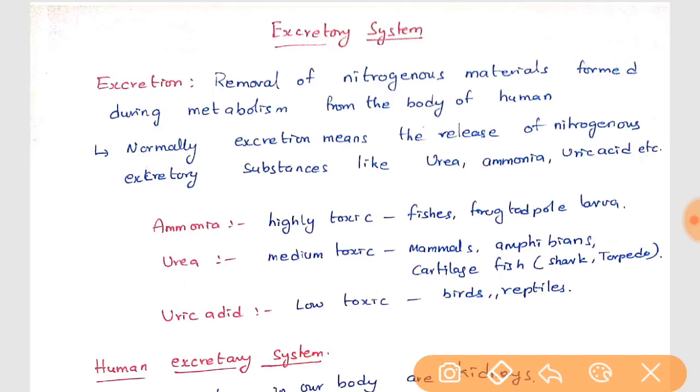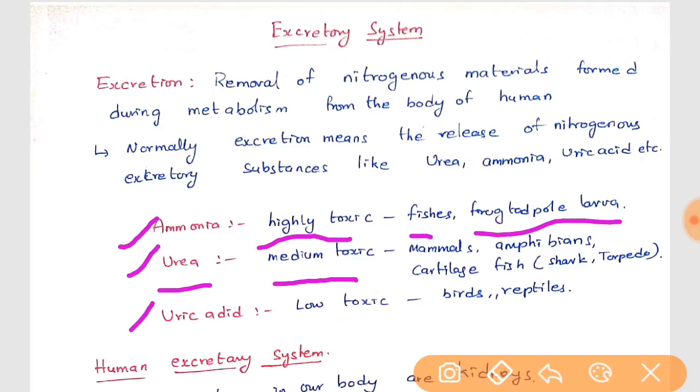Out of our body. If we look into these substances, we can divide them into ammonia, urea, and uric acid. Ammonia is highly toxic, released by fishes and frog tadpole larvae, and urea is medium toxic. Urea is the major content in the excretory system of mammals, amphibians, and cartilaginous fishes. In cartilaginous fishes like shark and torpedo, urea is the main content in their excretory system.